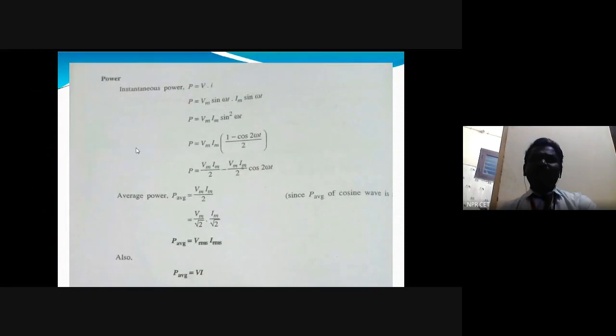Now we can calculate power. Instantaneous power P is equal to V into I, that is Vm sin omega t times Im sin omega t, which is Vm Im sin square omega t. Simplifying this, Vm Im times (1 minus cos 2 omega t) by 2. Finally, the average power is Vm Im by 2.